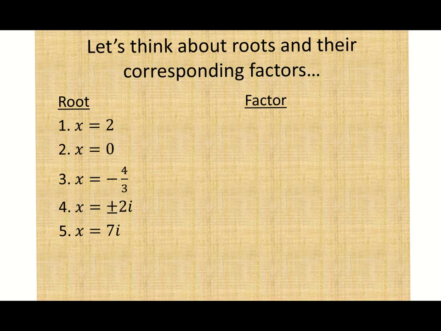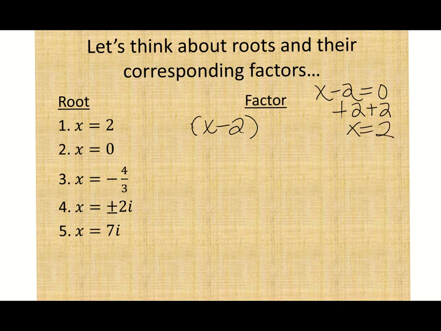So our root or our zero that we were doing in last chapter was, say, x equals 2. Well, we always say, okay, well, it's the opposite. So we would have x minus 2 as our factor, and then x equals 2 is the 0. Well, when we're solving for our 0, we would have x minus 2 equals 0, and we add over 2, and that's where we get x is 2.